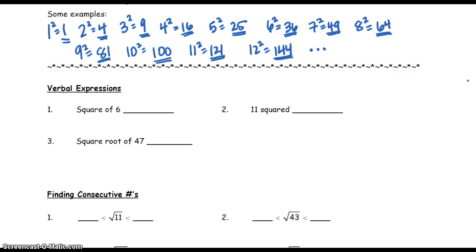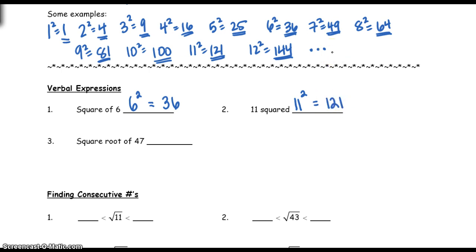So first thing, you need to know what I'm talking about if I say what is the square of 6. To write the square of 6, it would be 6 to the second power, which by the way is 36. 11 squared. So when you see the word squared, you're going to put an exponent of 2 on there. And 11 squared is 121. We just wrote it up here.